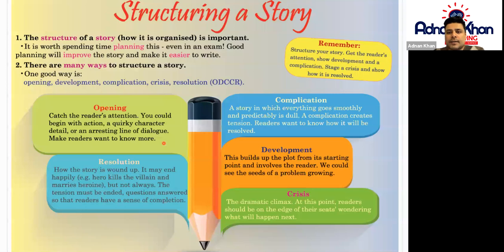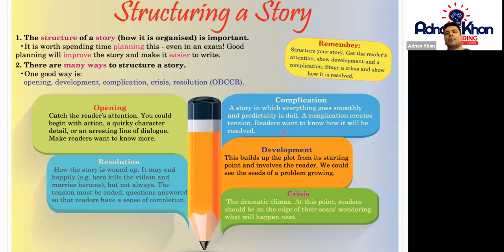The second point is what we call development. So this builds up the plot from its starting point and involves the reader itself. We could see the seeds of the problem actually growing. The next part is what we call a complication. A story in which everything goes smoothly and predictably is very boring and very dull. A complication creates tension in the story. Readers want to know how it will be resolved.